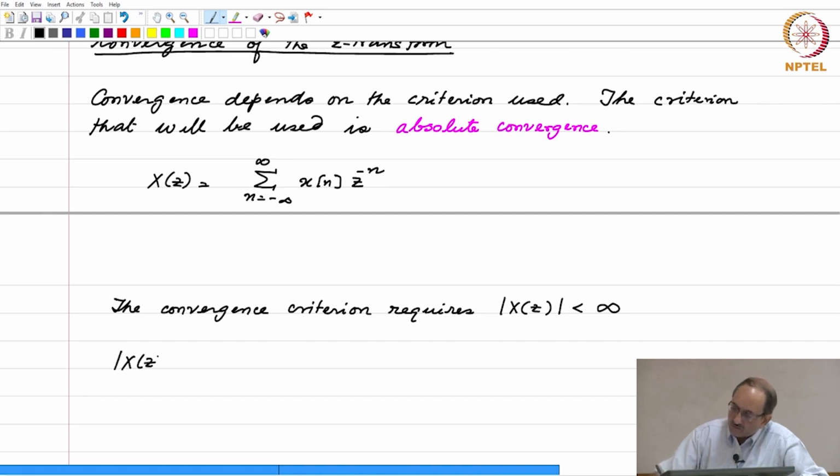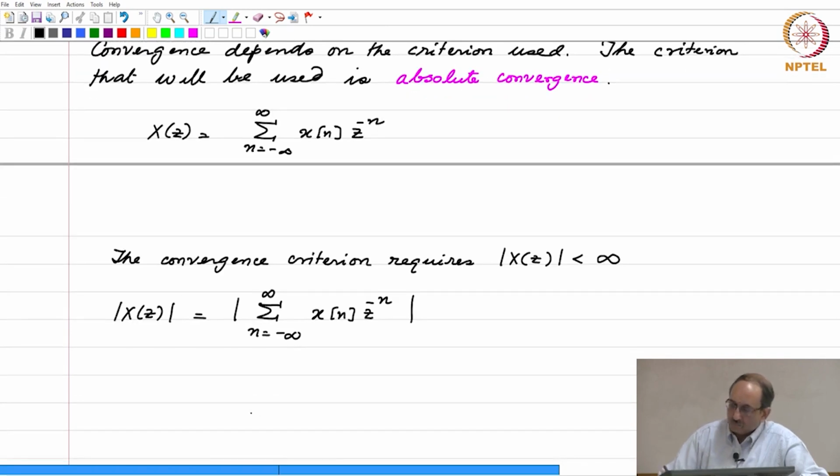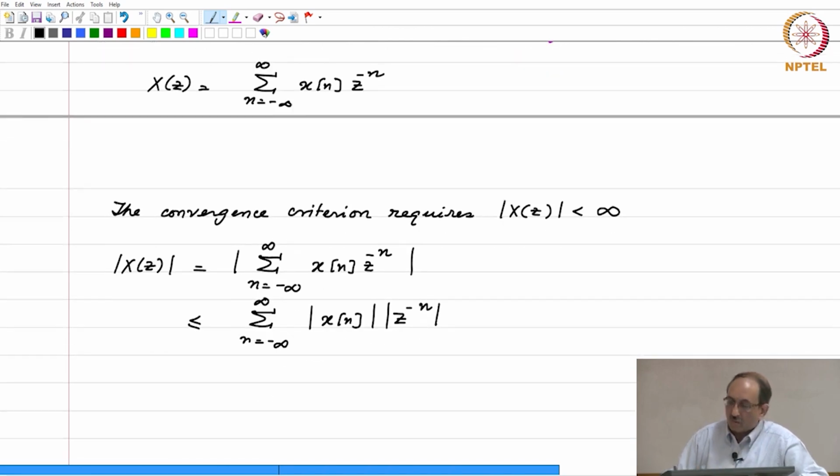So, let us examine mod X of z. This is the absolute value of the summation over all n of x of n times z to the minus n, and then since the absolute value of the sum is always less than or equal to the sum of the absolute values, this is less than or equal to the summation over all n of mod x of n times mod z to the minus n.